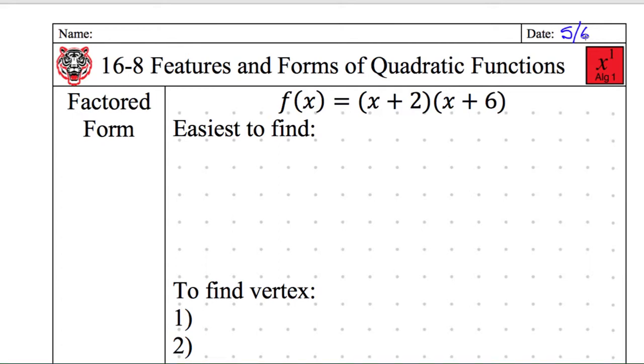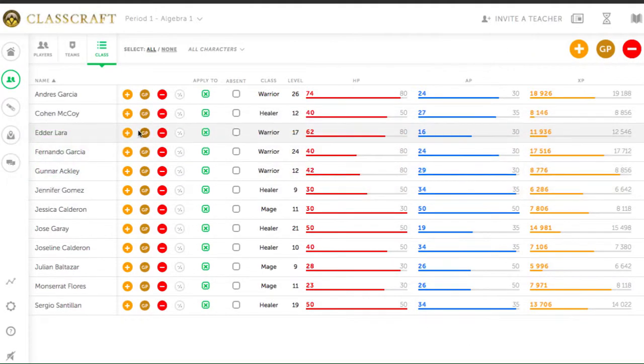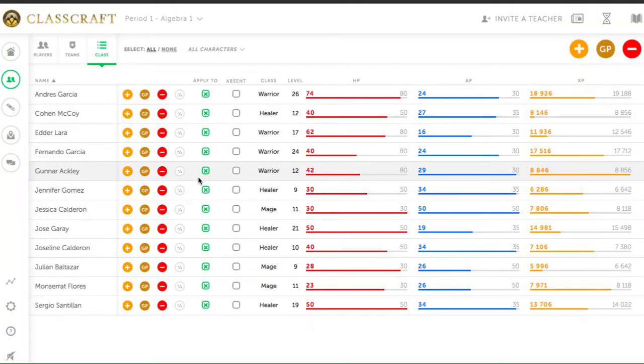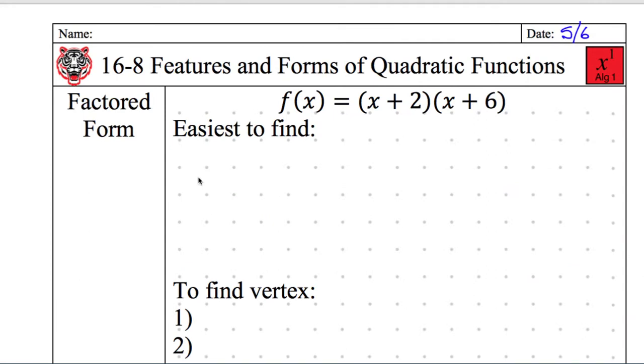Do I get my XP for the teacher error of the date? Sure. You can log it as well. Yeah, I'll give it to you. Wait, can I report that Gunner didn't actually find this? He just wants to get XP. No. All right, guys, come on.